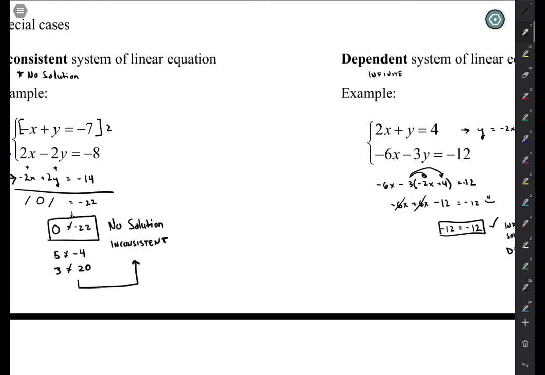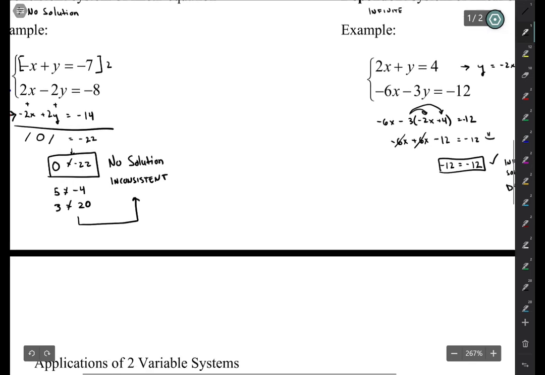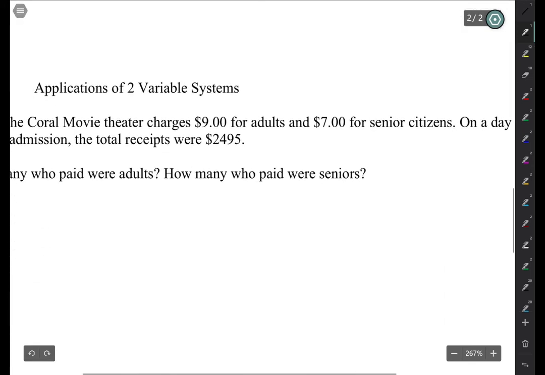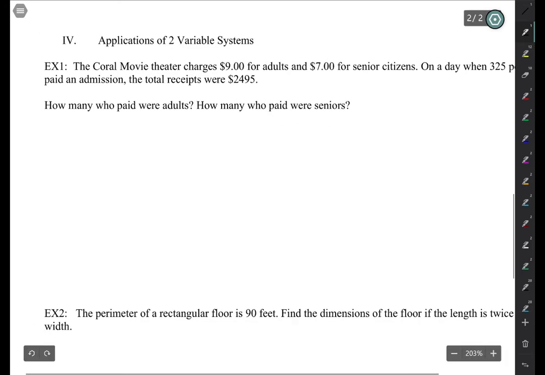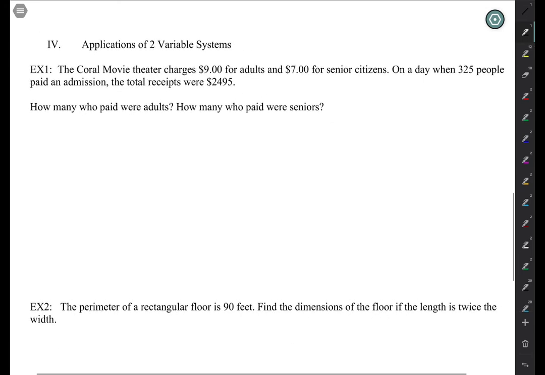I'm going to jump into applications. Make sure you have those down. If you want to pause and practice, go for it, and you can come back and learn the applications. The applications of two variable systems, word problems, everybody's favorite. They're really not bad. The hardest part is setting them up.